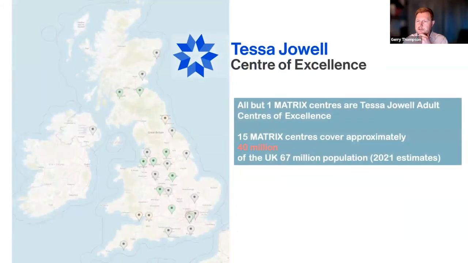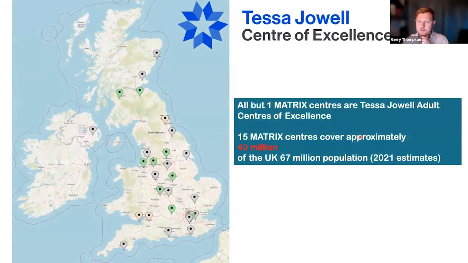With that, also the Tessa Jowell Centres of Excellence. So on the left here, we have a map of the neuroscience centres in the United Kingdom. All but one of the centres taking part in Matrix is one of these Tessa Jowell adult centres of excellence. These have applied through quite a strict process to become part of the network. They have to show excellence in clinical care and research. We are now expanding to 15 Matrix centres.